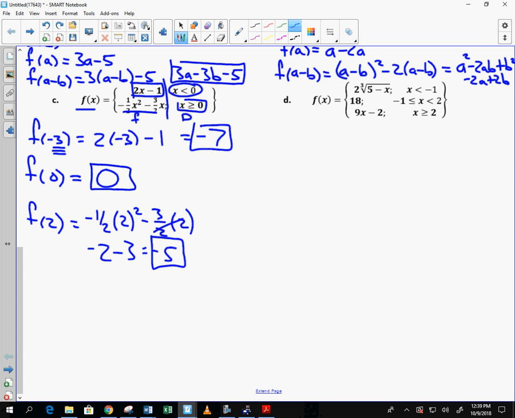Those are what we call piecewise functions. They're broken up into pieces, and the domain sits on the right-hand side. The function rule sits on the left-hand side. So you can do D on your own. Do f of negative 3, f of 0, and f of 2. Try to evaluate those. Go.